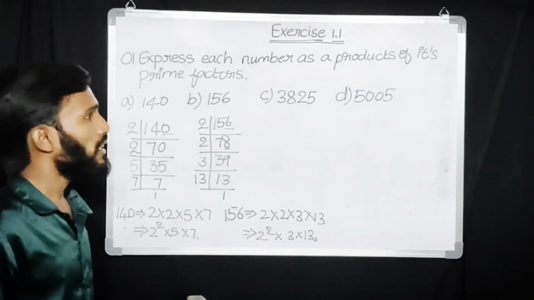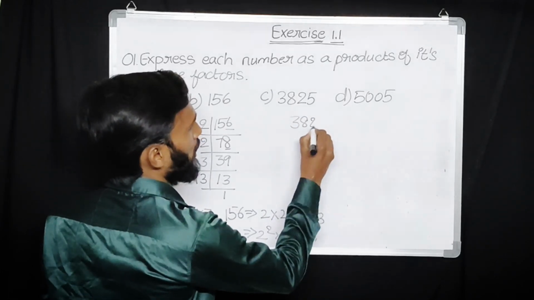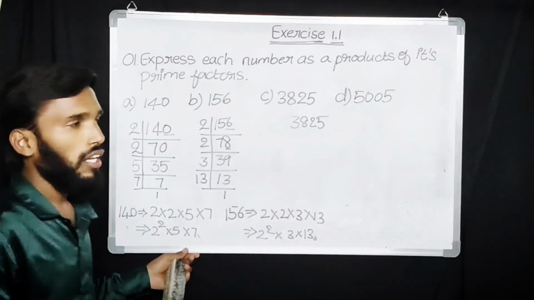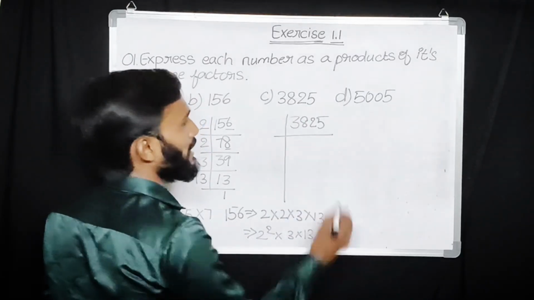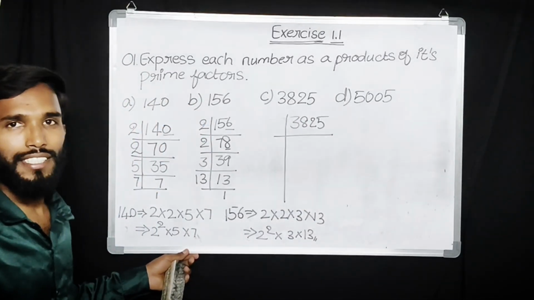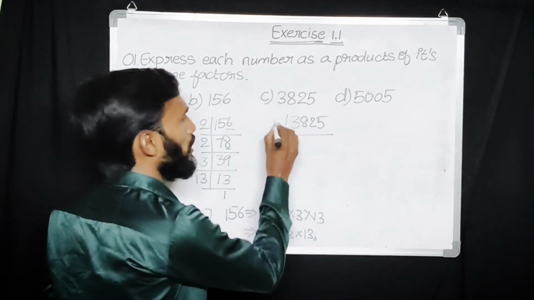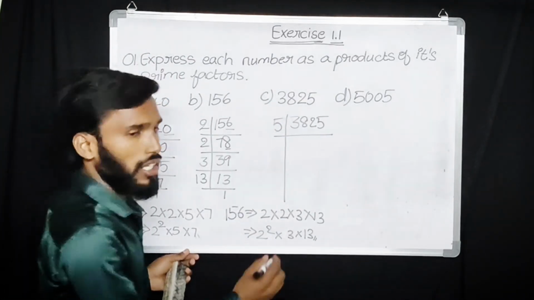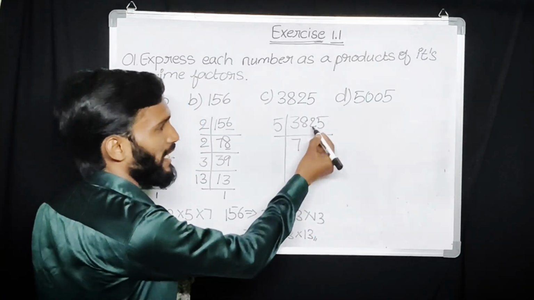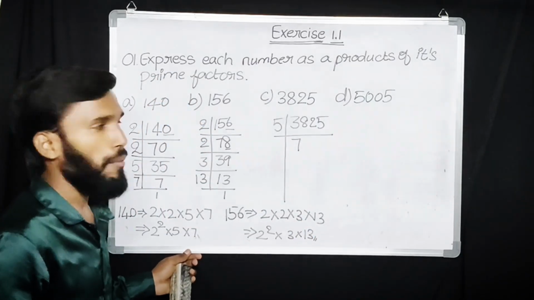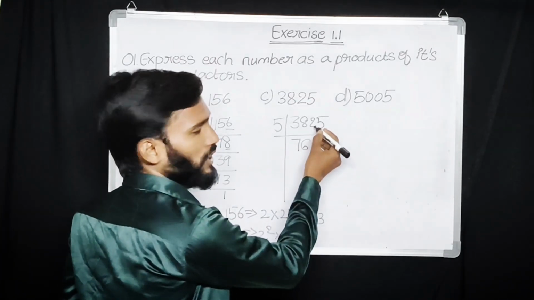The third one is 3825. Now you know that if the last digit is 5, the number is divisible by 5. So in the 5 table, how many times for 38? 7 times 35, and 3 is remaining. Then 32: how many times? 6 times. 6 fives are 30, and 2 is left.